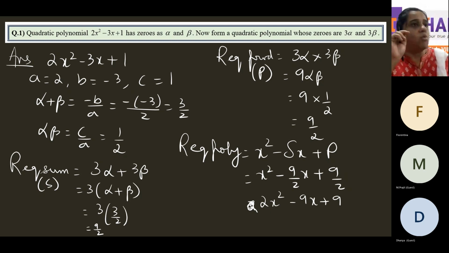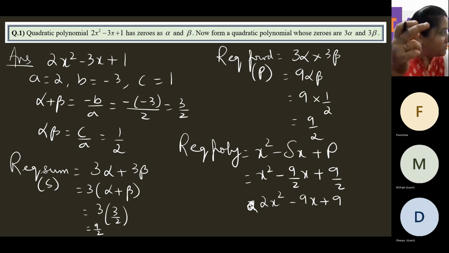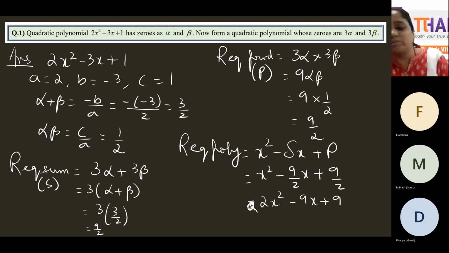What are the zeros of the given polynomial? Alpha and beta. So you must construct a quadratic polynomial whose zeros are 3 alpha and 3 beta. The given polynomial has zeros alpha and beta, but you must construct a polynomial whose zeros are 3 alpha and 3 beta.